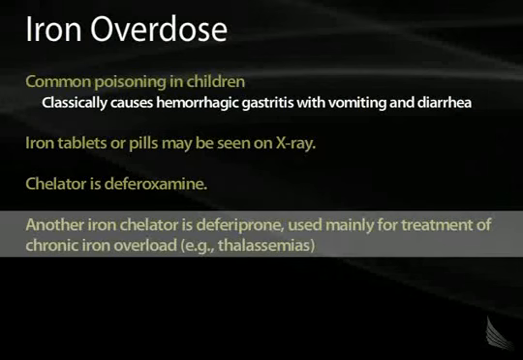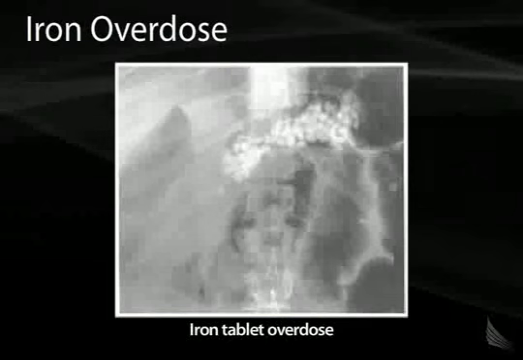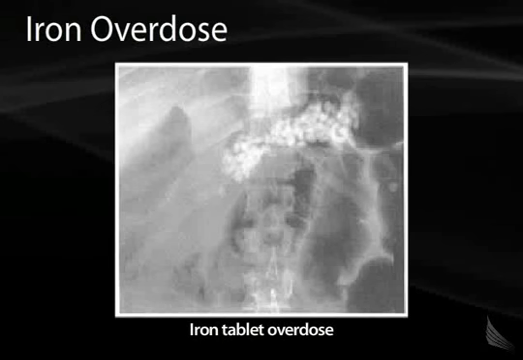A newer iron chelator is deferiprone, also known as Ferriprox. It's much more expensive, but it works better, and it can be used for chronic iron overload, especially in people that have thalassemias. You can see here on X-ray of a patient who overdosed on iron tablets, the accumulation of iron tablets in the stomach.